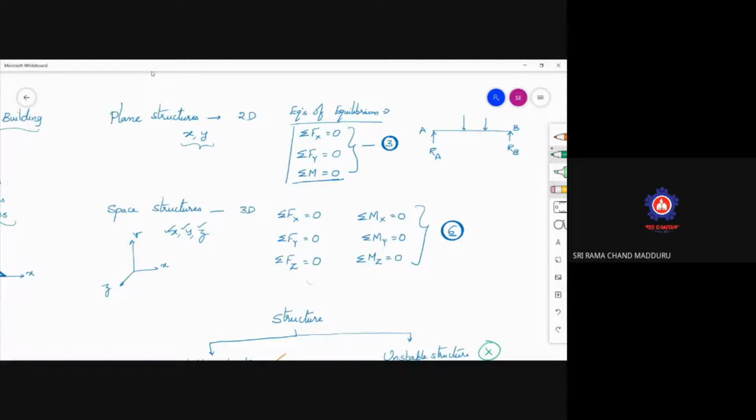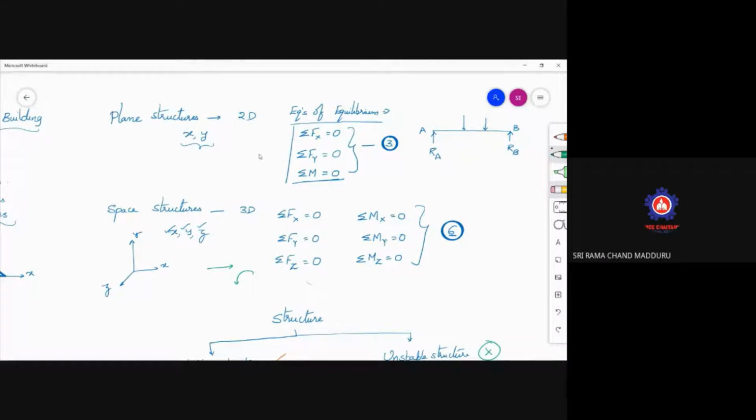Whereas in space structures, the equations are sigma Fx, sigma Fy, sigma Fz, that is summation of the forces along x, along y, and along z axis is equal to 0, and summation of the moments about x, about y, and about z axis is equal to 0. Forces are along the line, moments are about a point.